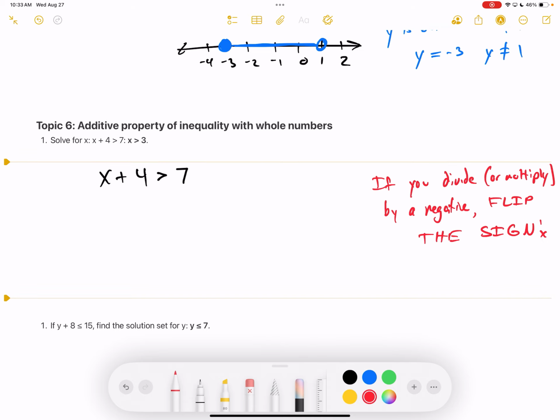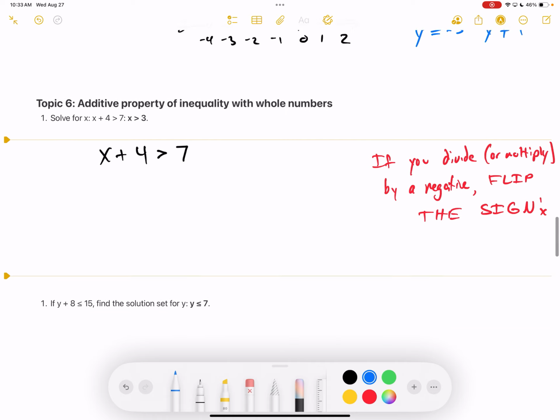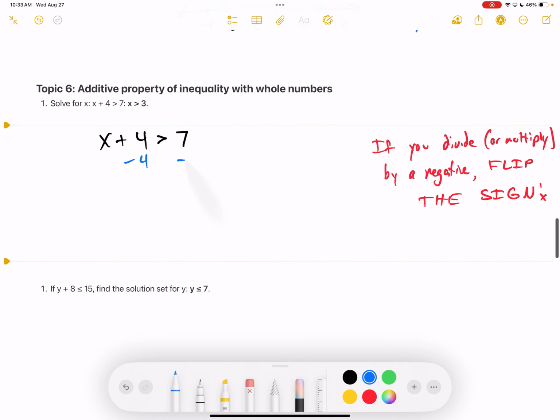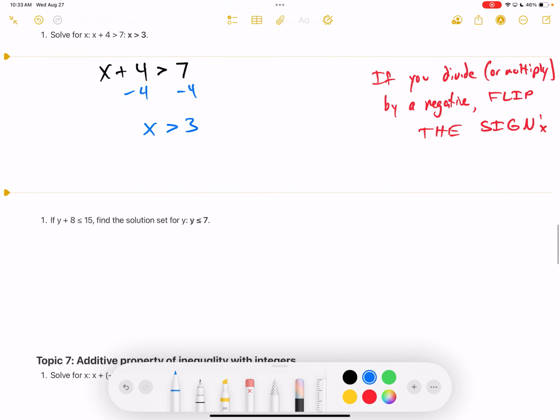Okay, so we'll probably run into this in a little bit, probably not for a few topics, but if you ever divide or multiply by a negative, you have to flip the inequality sign. That's the only rule. Everything else works exactly like it's an equal sign. So to get x by itself, I subtract 4 from both sides, and x is greater than 3. Nothing changes from what we were just doing a minute ago.